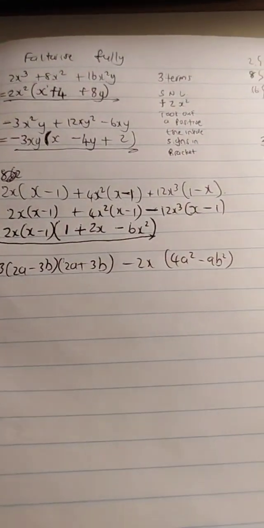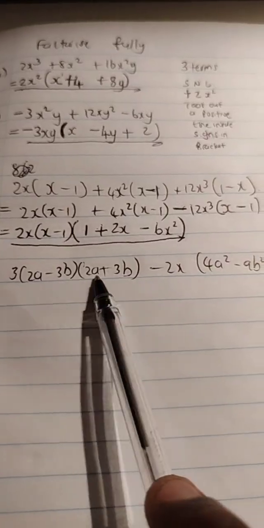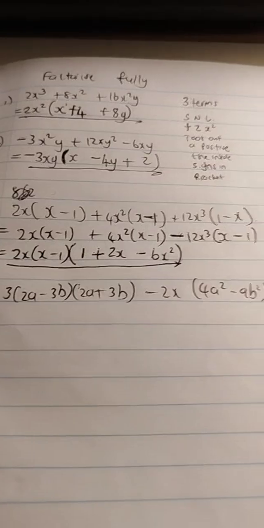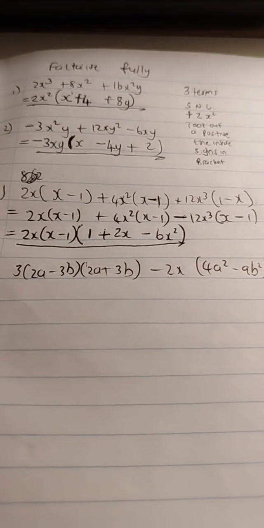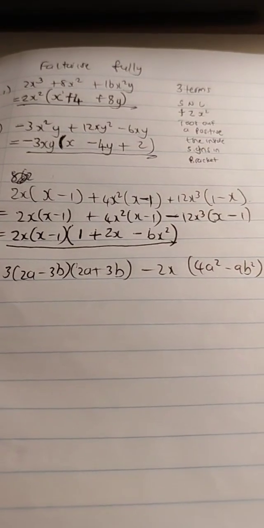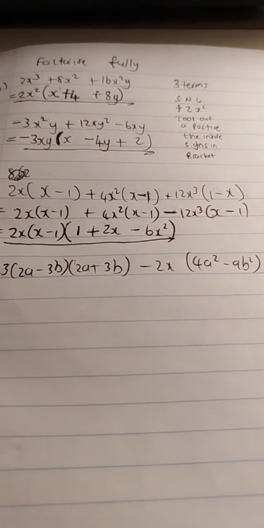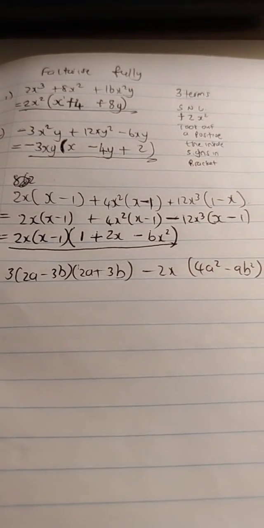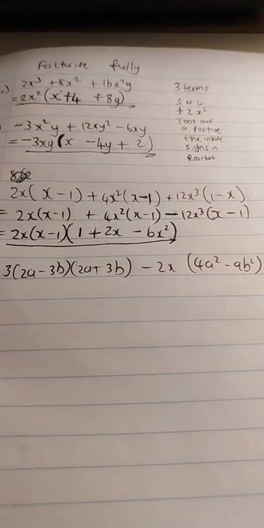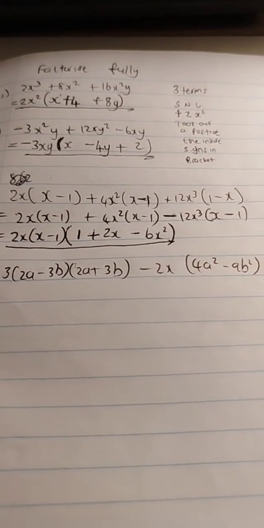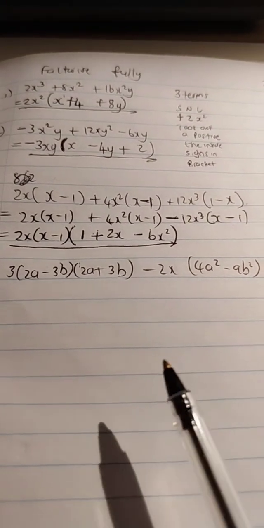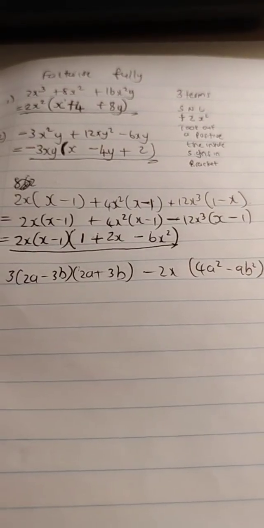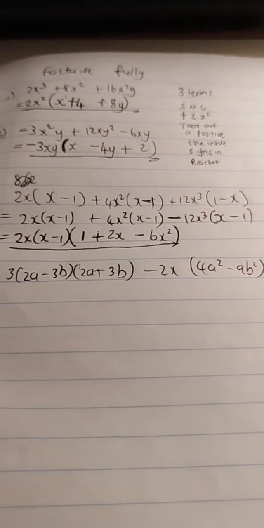The question says factorize fully 3 into 2a minus 3b into 2a plus 3b minus 2x into 4a squared minus 9b squared. Question says what? Factorize fully. So I'm looking at this expression, and the same question is, how many terms do we have in the expression? Hopefully you can count the number of terms you see, and it's very clear. Can you see how many terms we have in the expression?